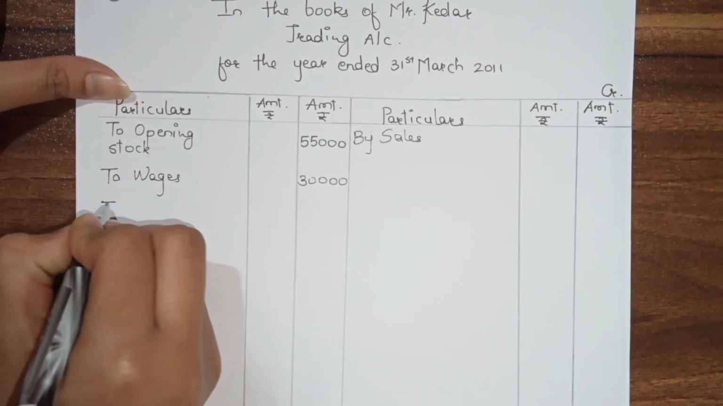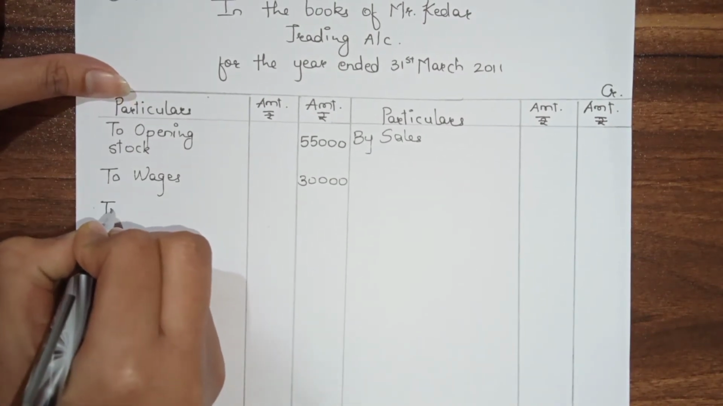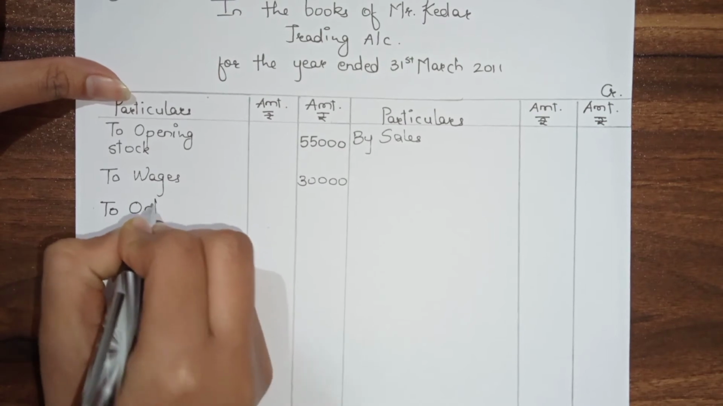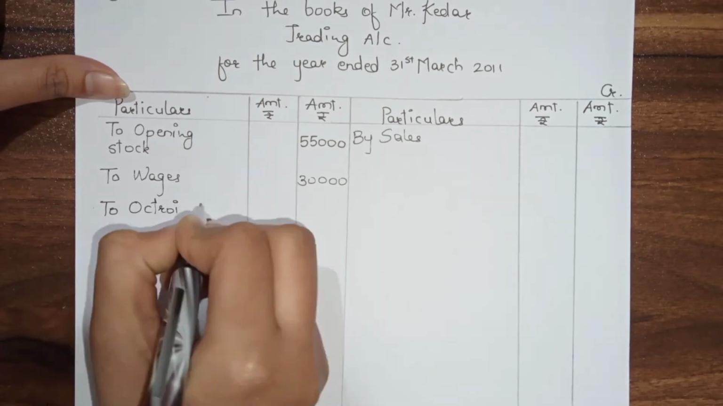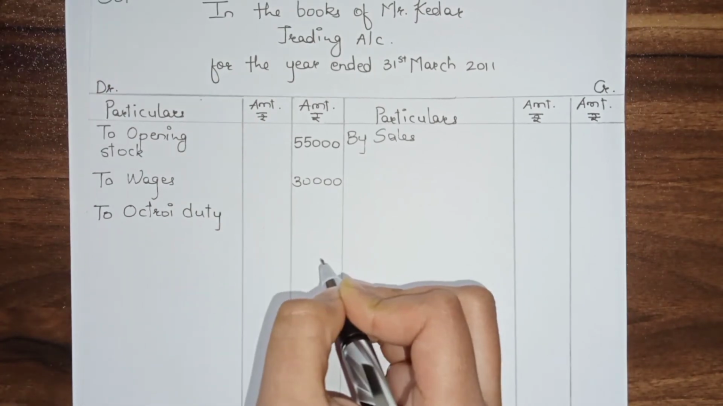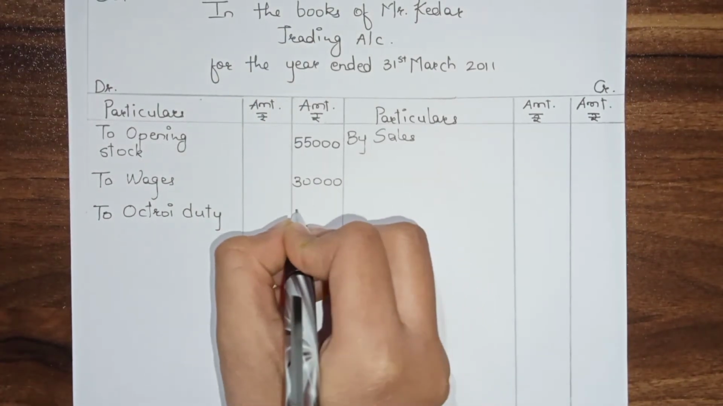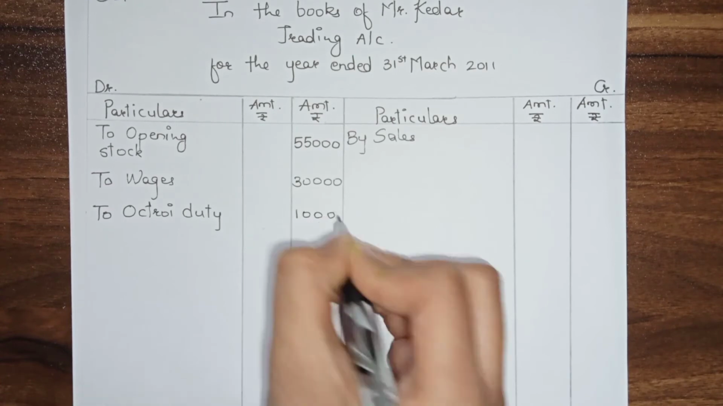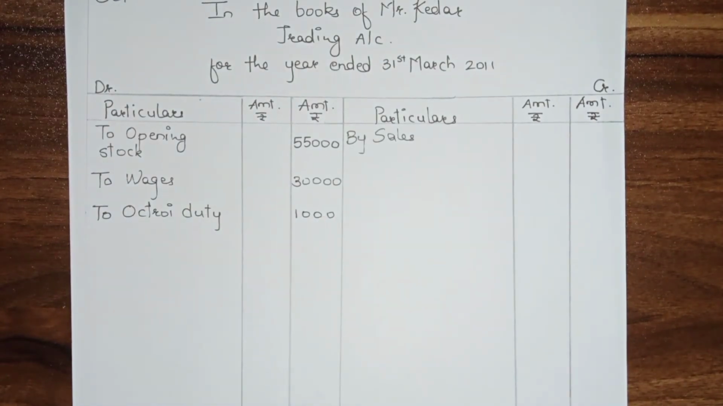To octroi duty rupees 1,000. We are not having any adjustment, so I'll write down the amount in the outer column.